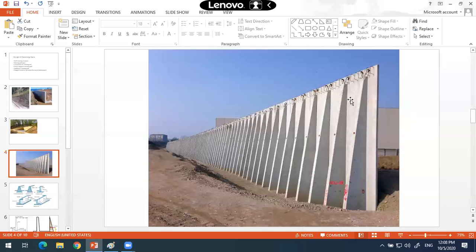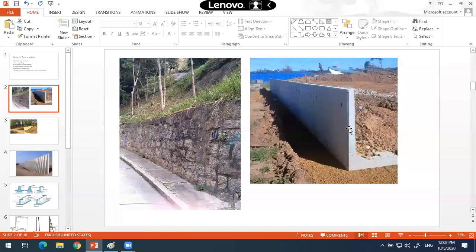It will behave as a continuous slab in this case. Whereas here, this is a cantilever type of retaining wall, what you see here. Okay, so it will bend like a cantilever. Here you don't find a toe slab. Okay, this is an L type of retaining wall. The base slab is not having any toe slab here.